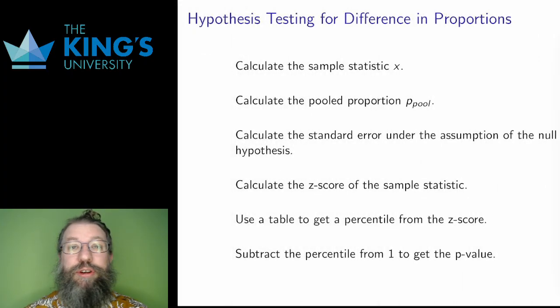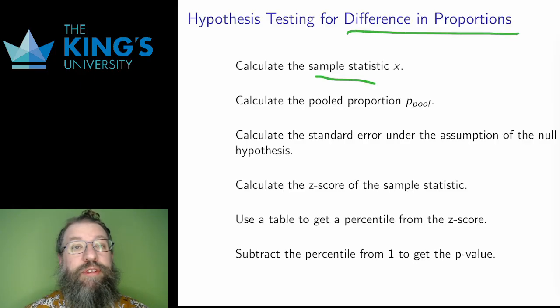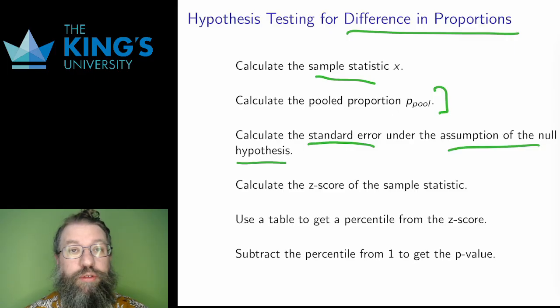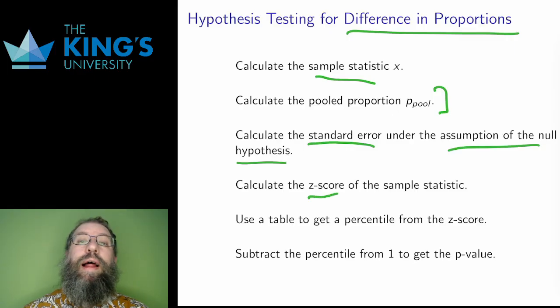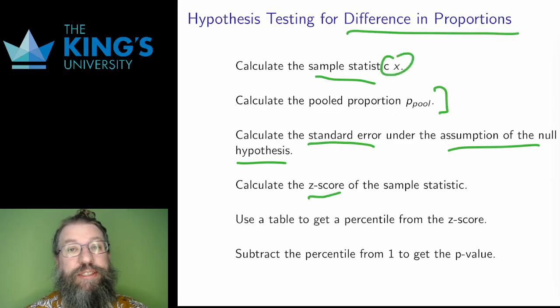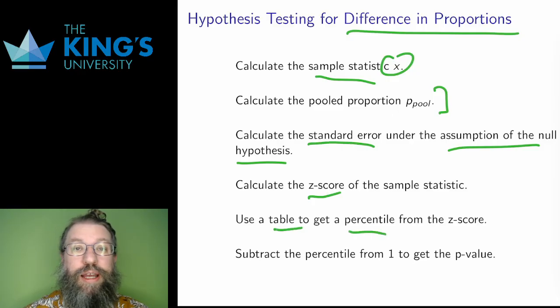Let me recap, since there are many steps to this process. You start with a sample statistic, which is a difference in proportions. Then you calculate the pooled proportion, which is the proportion of the total across the two categories of the explanatory variable. Then you calculate the standard error using the pooled proportion for both proportions and using the sample size for the two groups in the explanatory variable. Then you calculate the z-score of the sample statistic using a mean of 0 and the standard error which you just calculated. Then you take your z-score to a table to get a percentile.